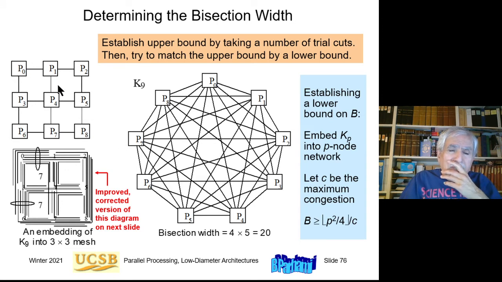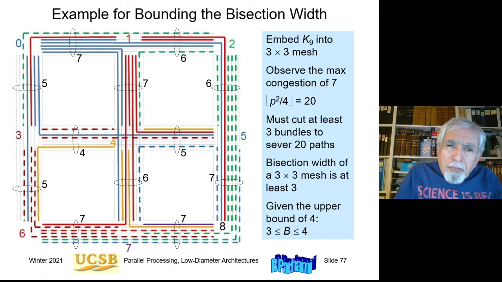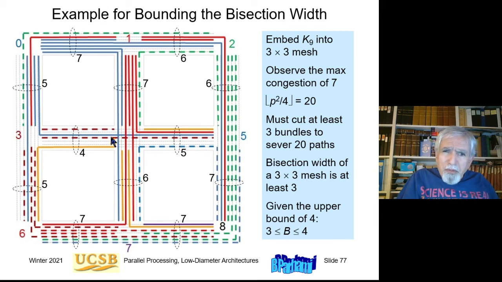Okay? However, here I don't have symmetry. So how do I determine the bisection width? I embed this network into this. So let me go to the next slide where there's a nicer drawing. This is from the textbook, but since then I've drawn this nicer diagram. So the nodes of the complete graph are 0, 1, 2, 3, 4, 5, 6, 7, 8. And then every node must be connected to every other node.